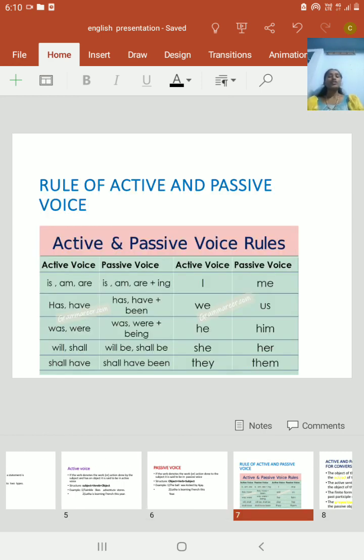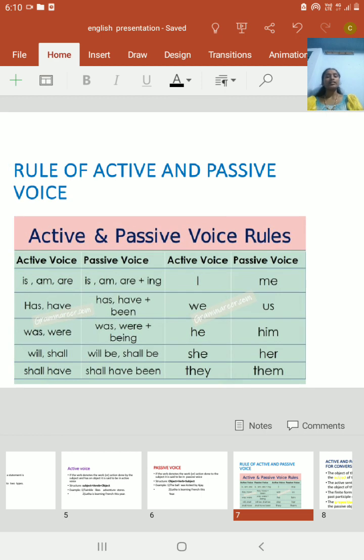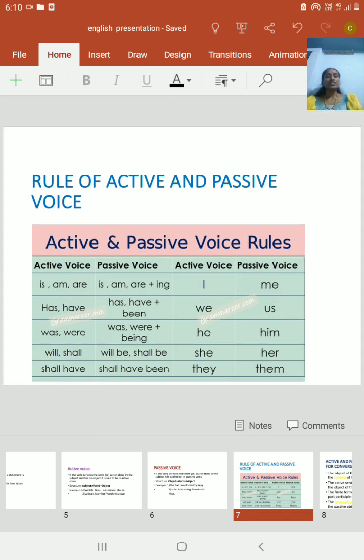And the rules of active and passive voice. In active voice, if is, am, or are is in the question, then to change to passive voice, we have to change is, am, or are into is, am, or are plus being, adding ing. If in the question they give has or have, in passive voice we have to write has or have plus been, we have to add been.